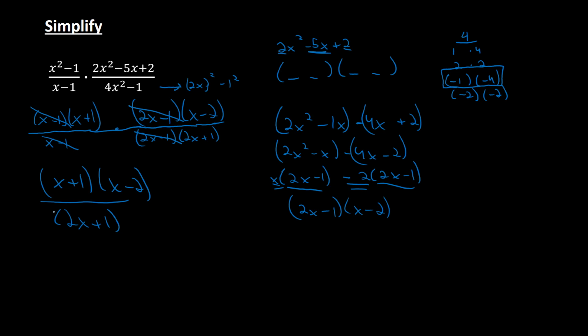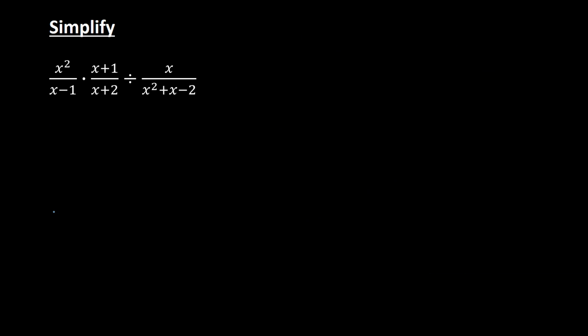Let me walk you through one more example for this lesson. Here we have this last example, where we now have three things multiplied together. And actually here we have division, but remember, division means multiplying. What we're multiplying is we can multiply by the reciprocal. So instead of dividing by x over x squared plus x minus 2, I'm multiplying by x squared plus x minus 2 over x. Okay, and everything is pretty much done.